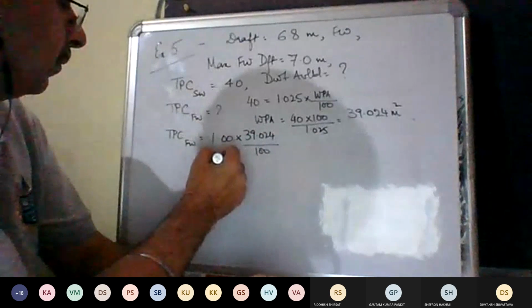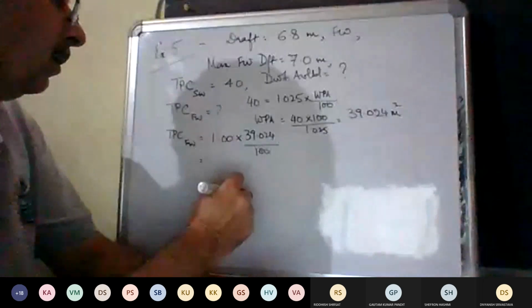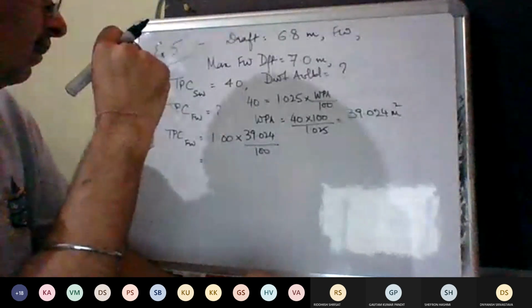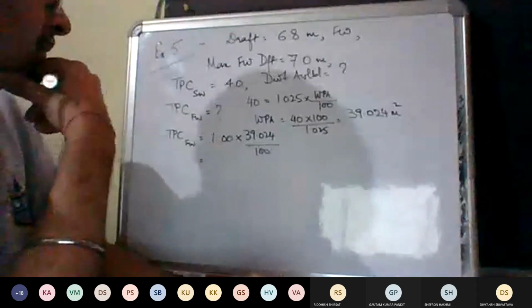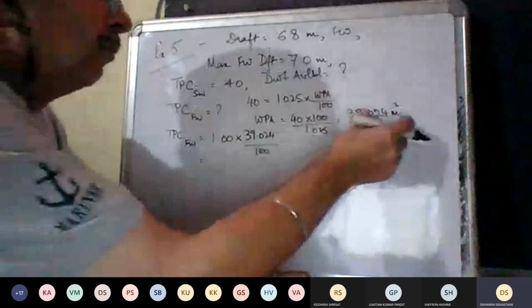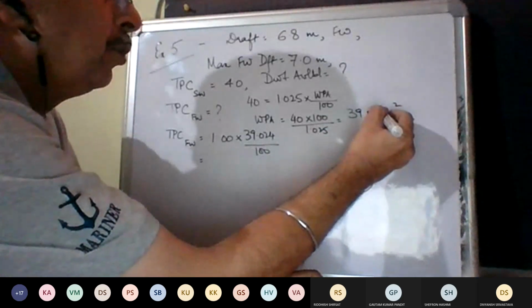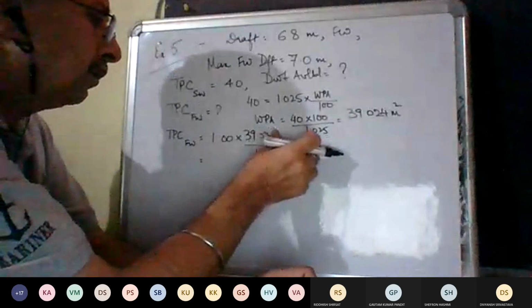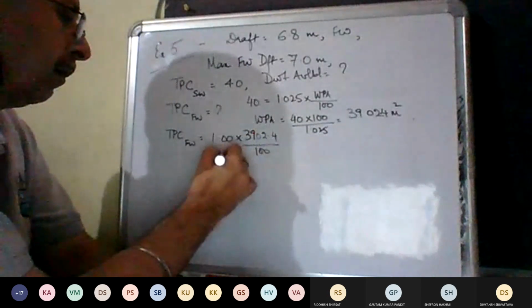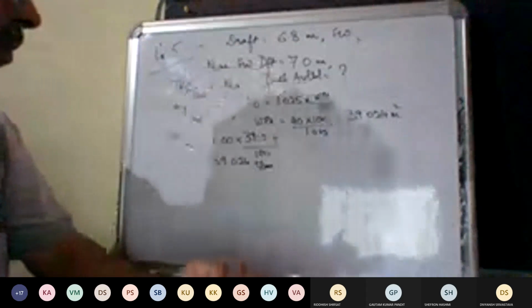So my TPC freshwater becomes 39.024 tons per centimeter. This is TPC freshwater.